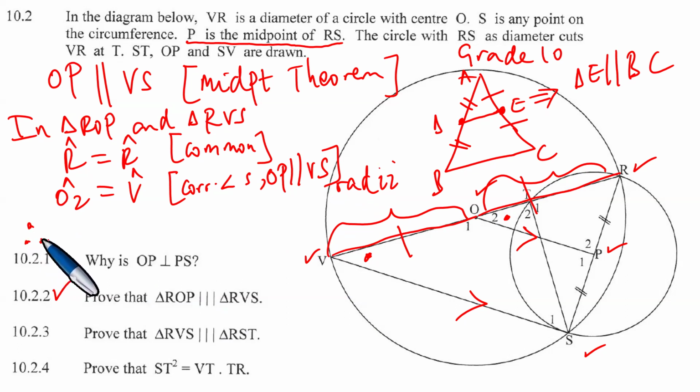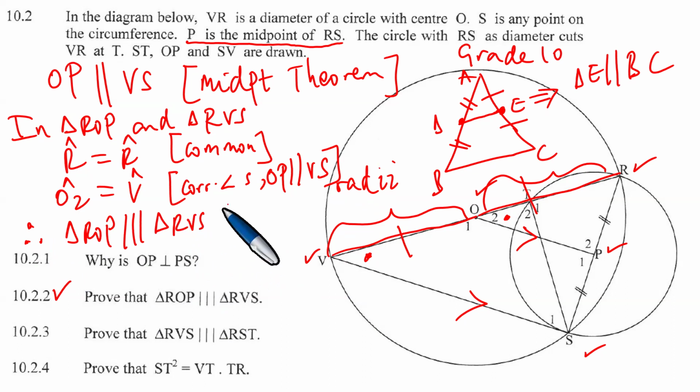Therefore, triangle ROP is similar to triangle RVS. Why? Angle, angle, angle. Good. So we actually are in business. We have angle, angle, angle.